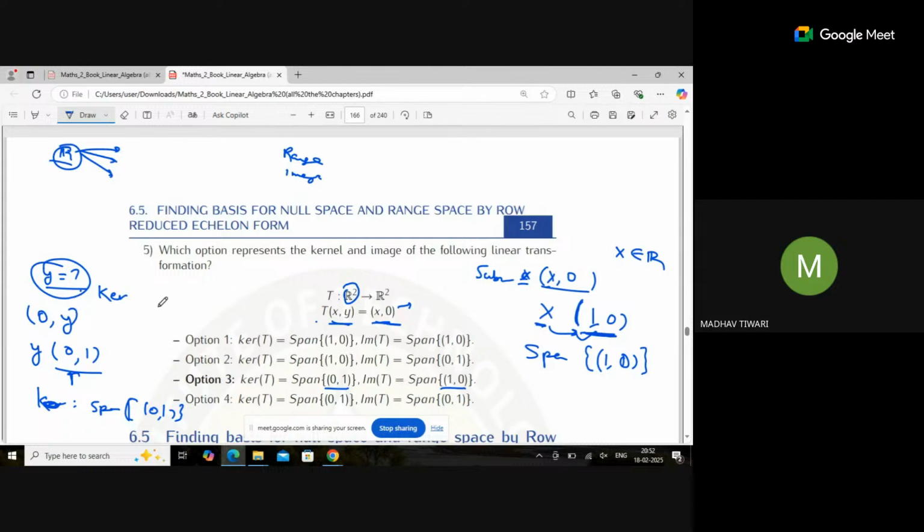Same in the case of the kernel. I said that we want to find all those points whose image is the 0 vector. So I want to find all (x, y) for which the transformation, (x, 0), is equal to (0, 0). I found that x is 0, the x value is fixed. So y is remaining, and y can still take any real number. So I have to remove this y, write it outside, and (0, 1) will be left here. So the set having this vector will be my spanning set for the kernel. Okay.